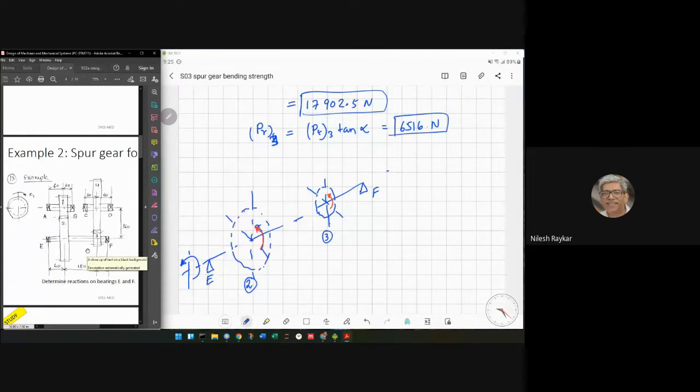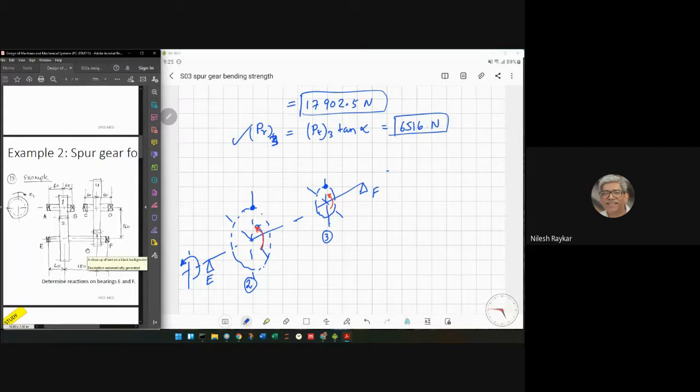Okay, so let's first establish the radial force direction. For gear number 2, the contact will be on the pitch circle, and gear number 3 also on the pitch circle. So first is the simple thing: the direction of radial force. The radial force magnitude we have already calculated.